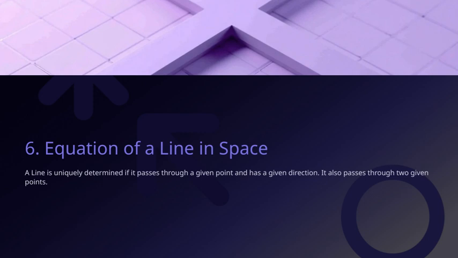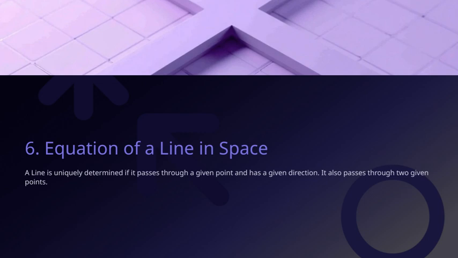Additionally, a line also passes through two given points, which essentially defines it uniquely. If you know where 2 points are, the line that connects them is fixed. Now, moving on to the next part, we'll explore how to express the equation of a line in space, which is fundamental for understanding the geometry in 3 dimensions.